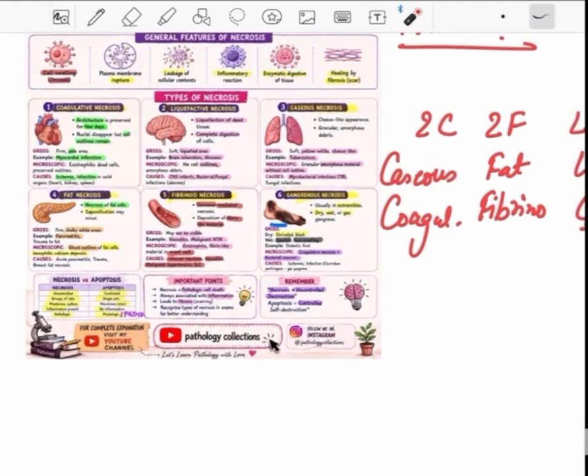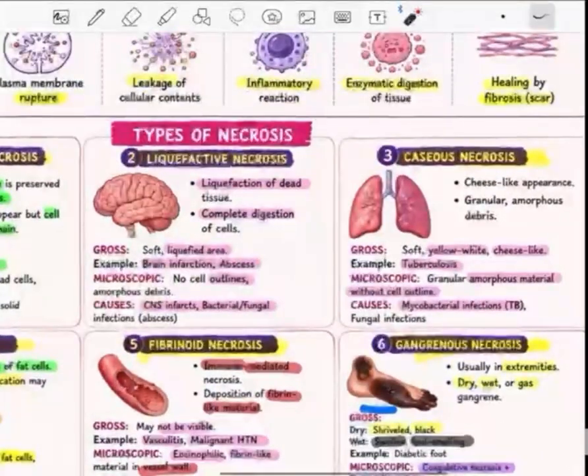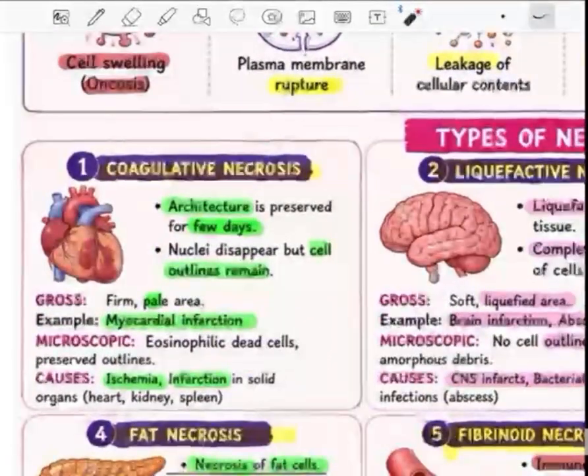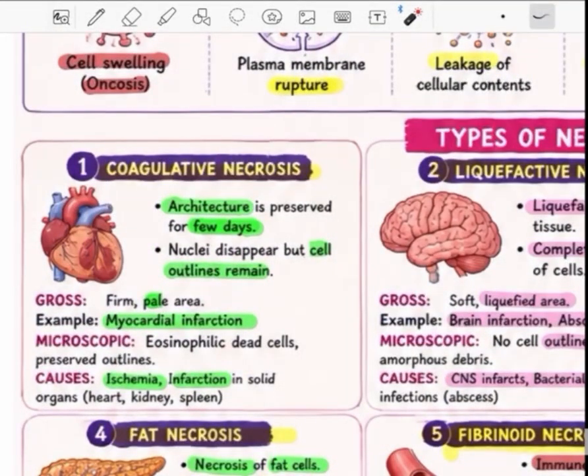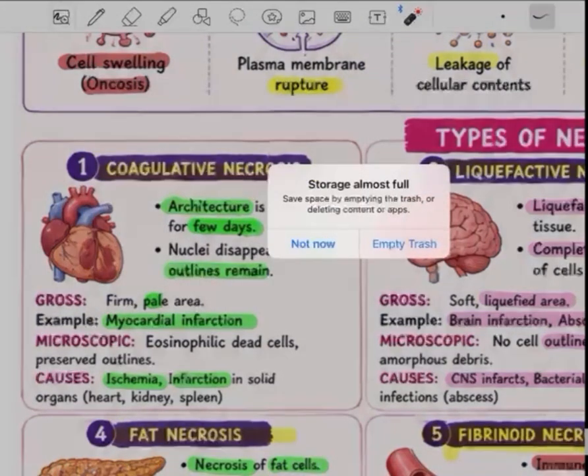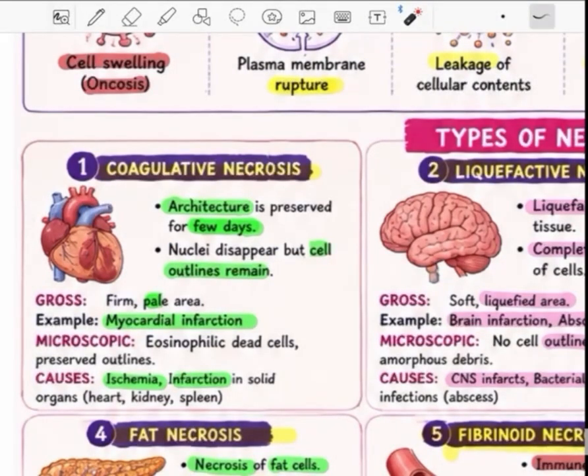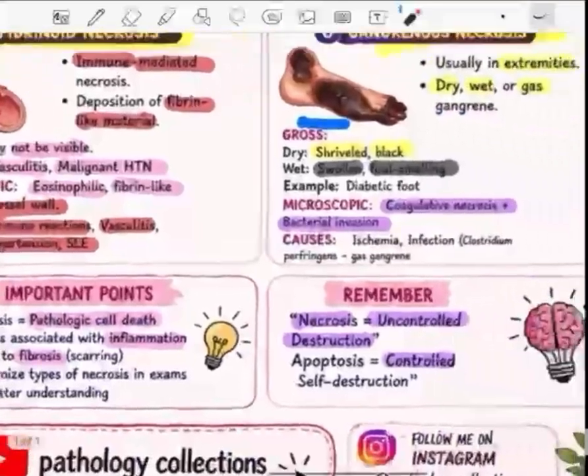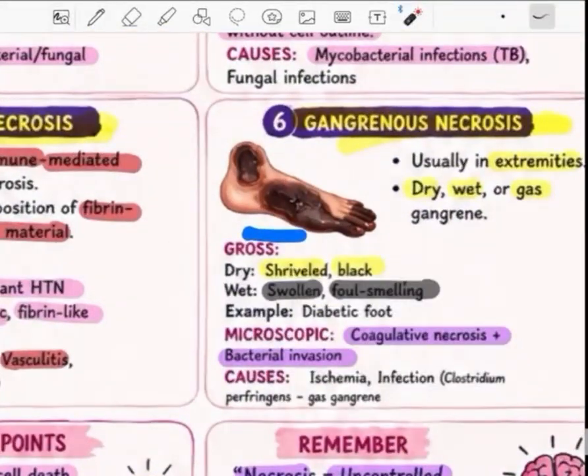Now, answer: why is brain infarction liquefactive? Remember, because of high lipid content and abundant hydrolytic enzymes that cause complete digestion of the brain tissue, leading to liquefactive necrosis. Why do we have coagulative necrosis in the heart? Because protein denaturation predominates here, and it also leads to preservation of the architecture of the tissue. Why is gangrenous necrosis not a true type of necrosis? In viva, they can ask you. Remember, it is a clinical description. Microscopically, it is coagulative with or without liquefactive changes.